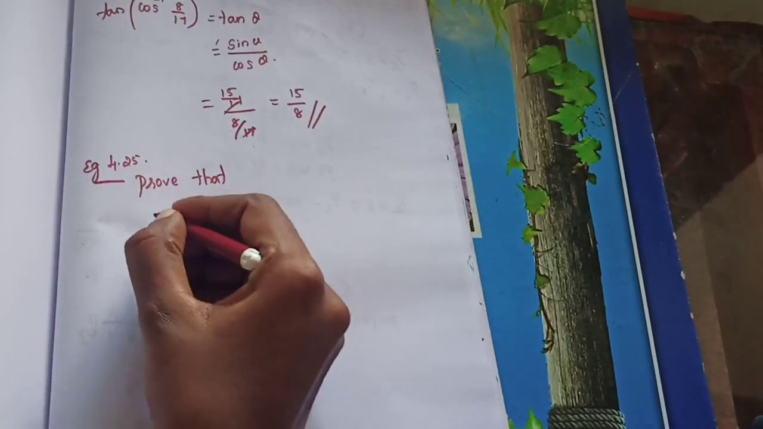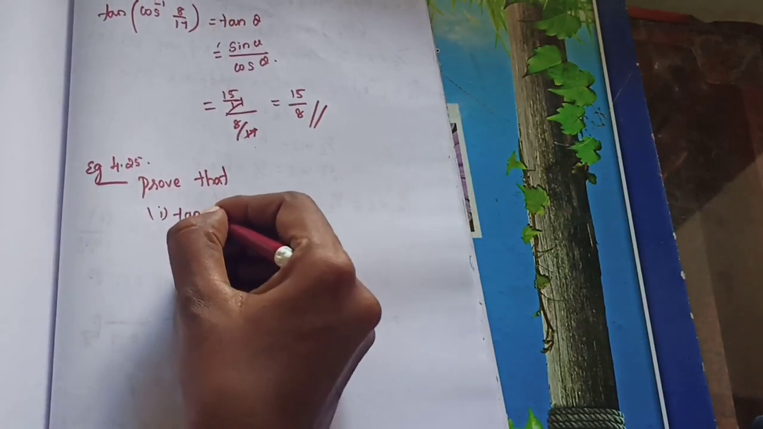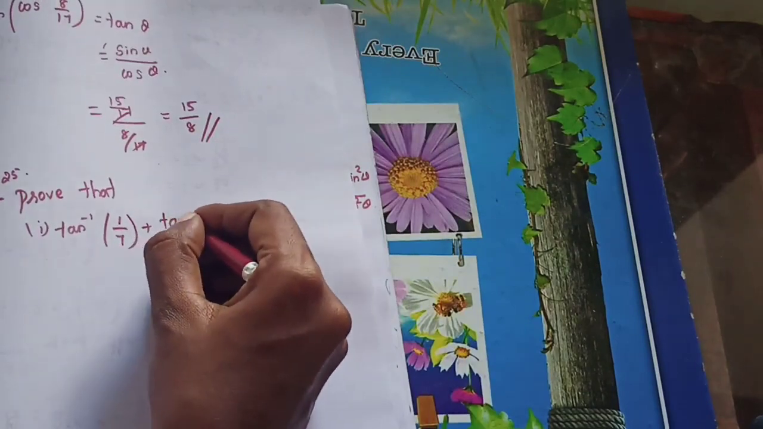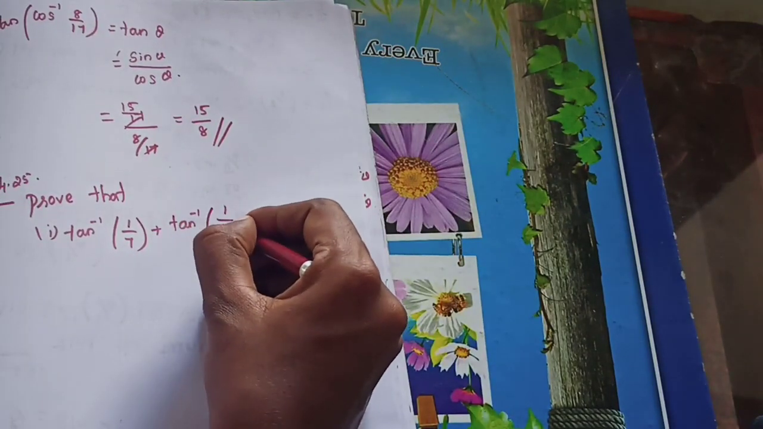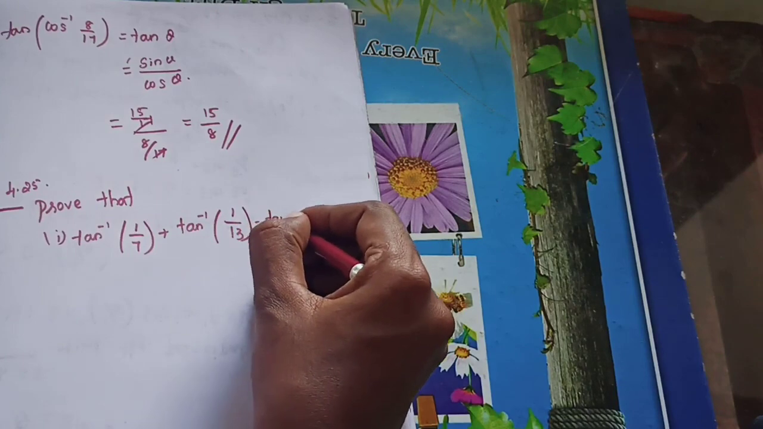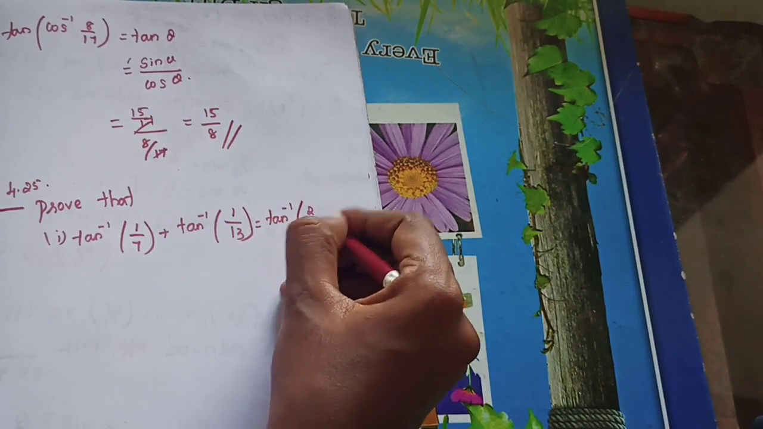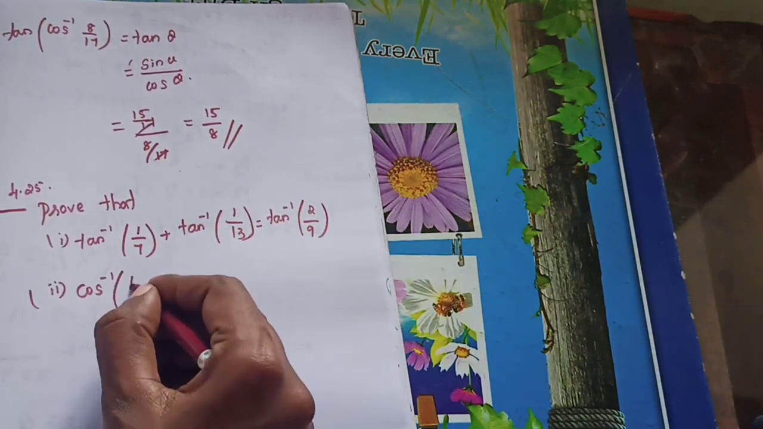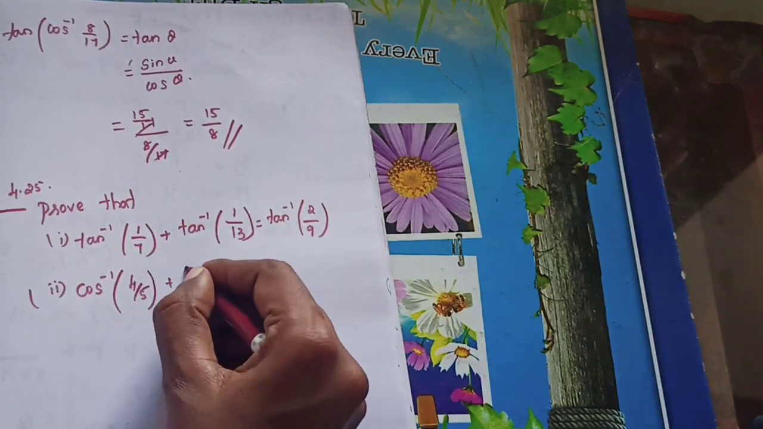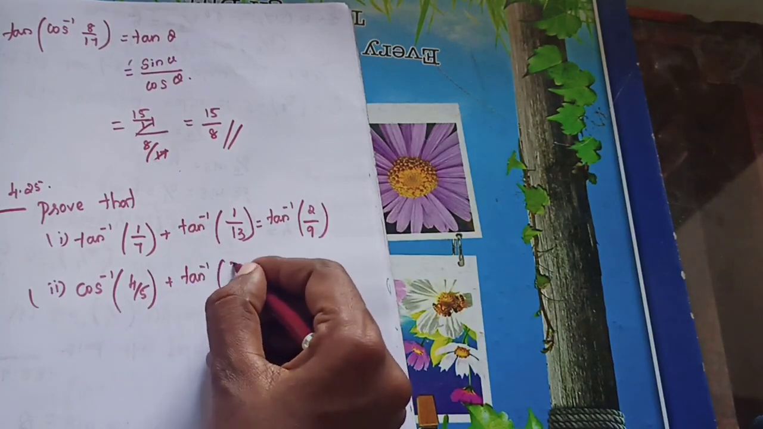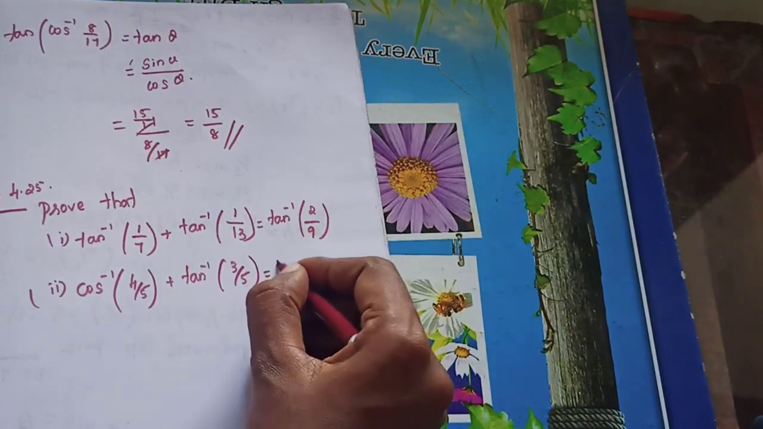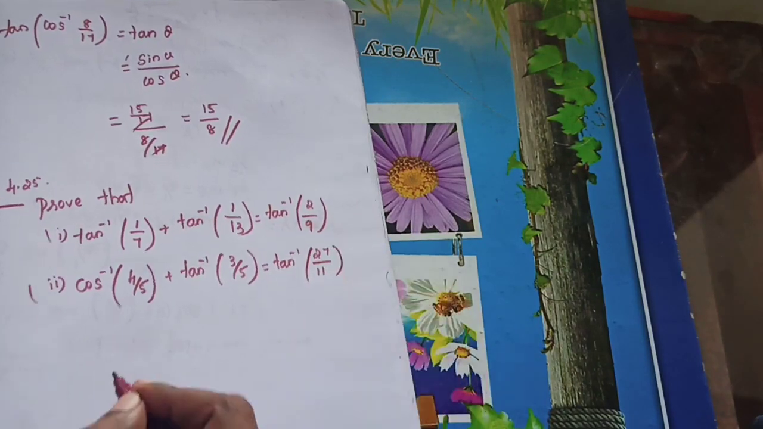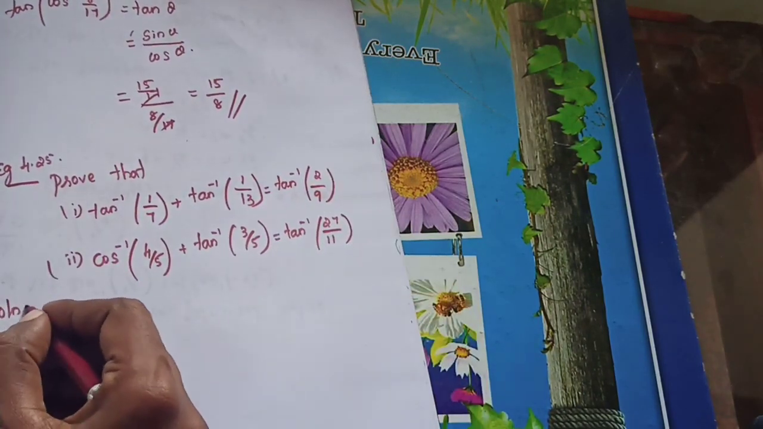First one: tan inverse of 1 by 7 plus tan inverse of 1 by 13 equal to tan inverse of 2 by 9. Second one: cos inverse of 4 by 5 plus tan inverse of 3 by 5 equal to tan inverse of 27 by 11. Okay. Solution.